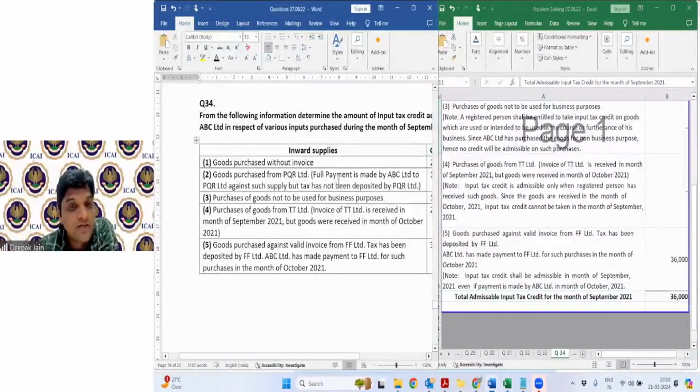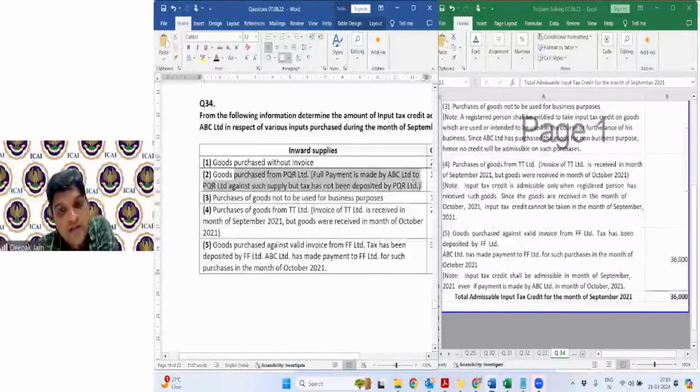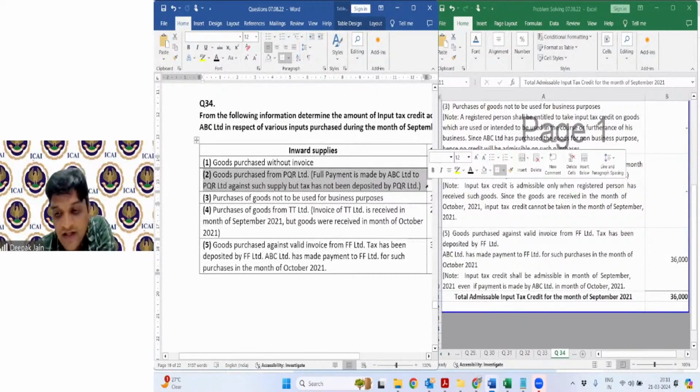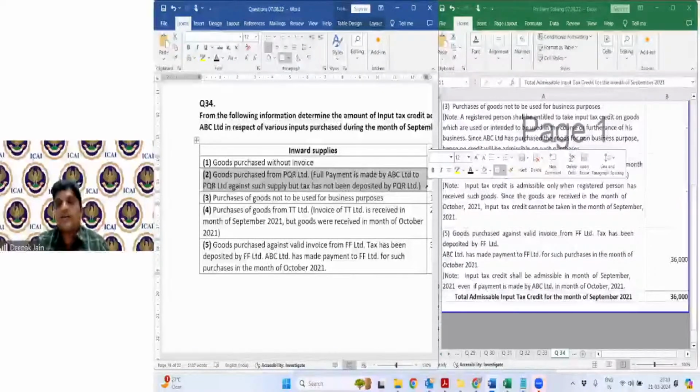Second number, why can't it be allowed, it is showing in 2A report outward supply. Correct. But क्या हो रहा है? Goods purchase, full payment is made against supply, but tax has not been deposited. If they have not deposited the tax, even if it is appearing in GST 2B, आपको GST 2B का तो एक condition है, उसके अलावा दूसरे condition भी है ना. So you've not satisfied the condition that PQR has not deposited the tax, so you cannot claim the credit. You have to go through all the provisions of section 16, not just one condition that it is appearing in 2B, so you can claim it. Not correct.